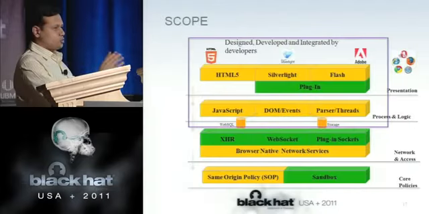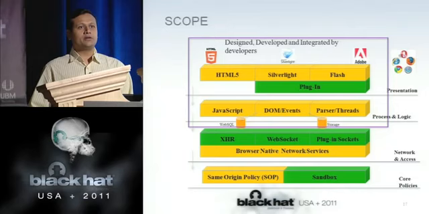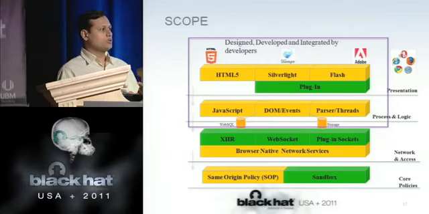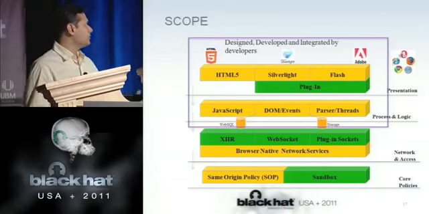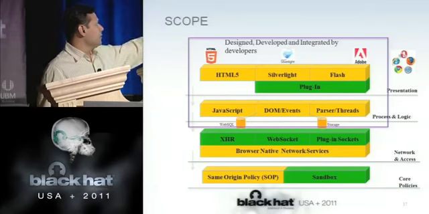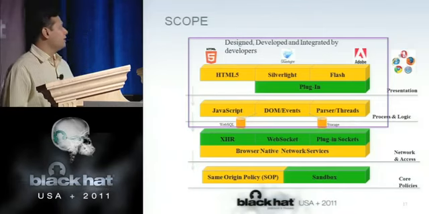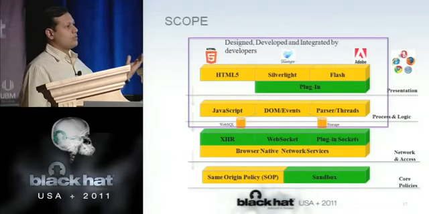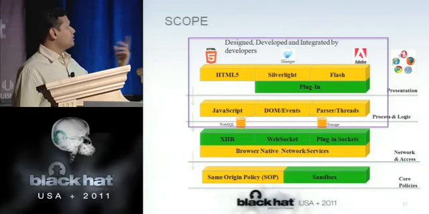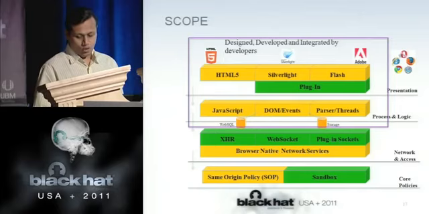So we are defining our scope here. We are not looking at the browser components which are written by the vendors. We are focusing on the application level components which are designed, developed, and integrated by developers. These components would be mainly sitting in these two areas, presentation and process logic, and making a call to Web SQL and storage. These components may be written in HTML5 or Silverlight or Adobe and so on. So that's our scope of analysis.